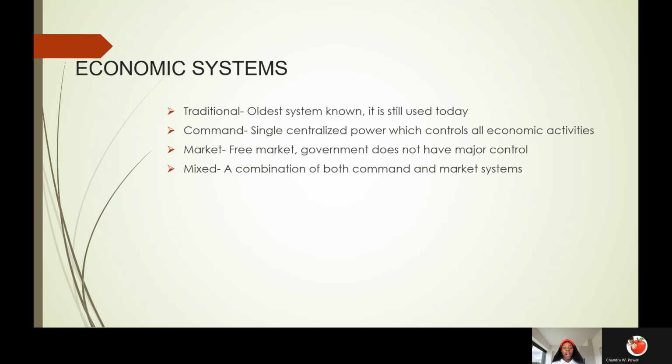Economic systems. There are four economic systems. First, there's the traditional system. This is the oldest system known, and it's still currently used to this day. The command system is a single centralized power, which means that it controls all their economic activities. The market economic system is a free market. The government doesn't really have control over what they do, so they're free. The mixed system is a combination of both command and market. So this means that the government has control but not really. It's half under control and half not. It's tricky.